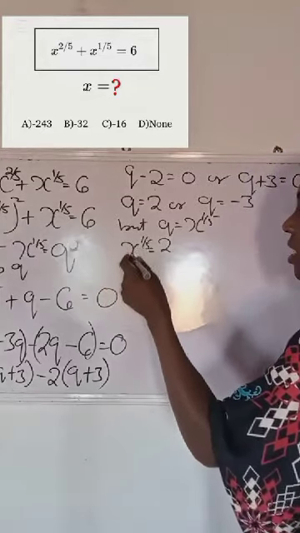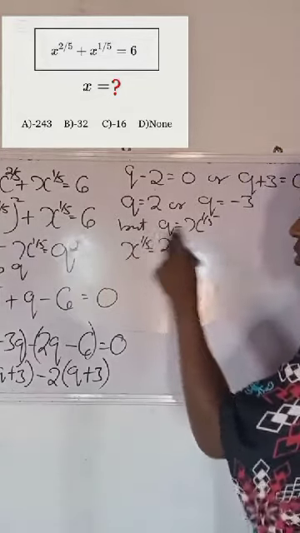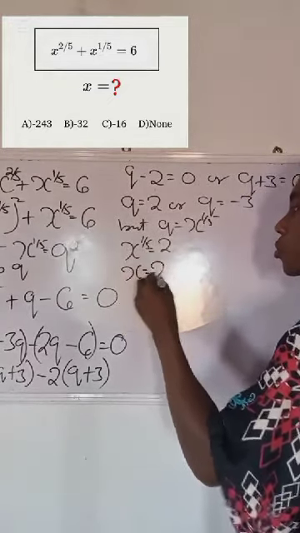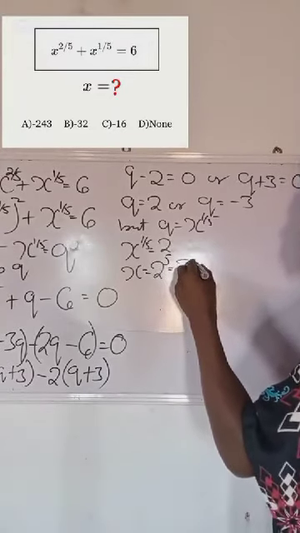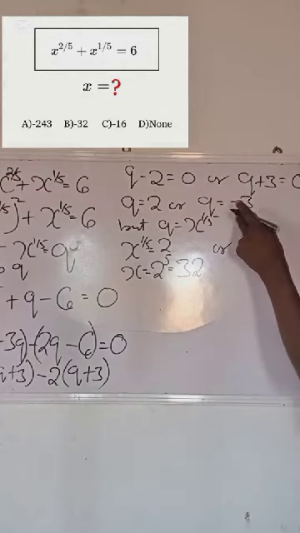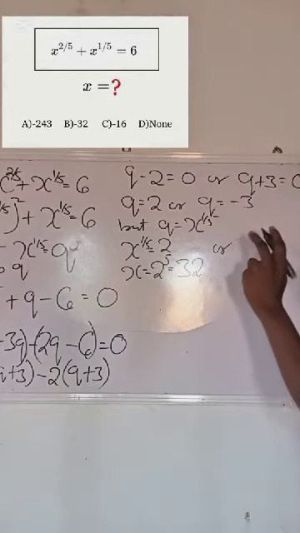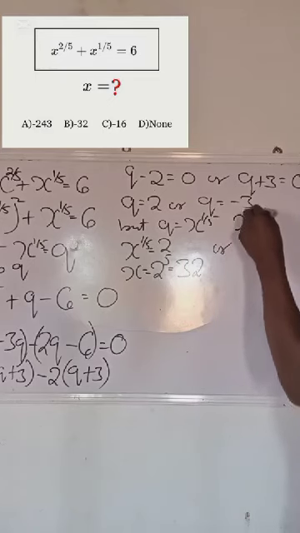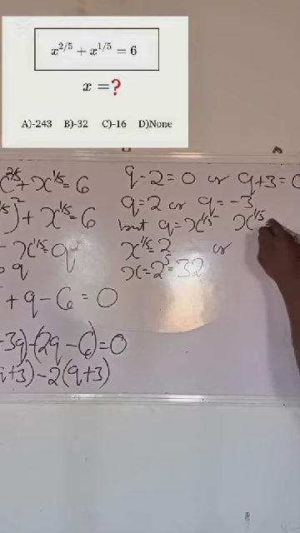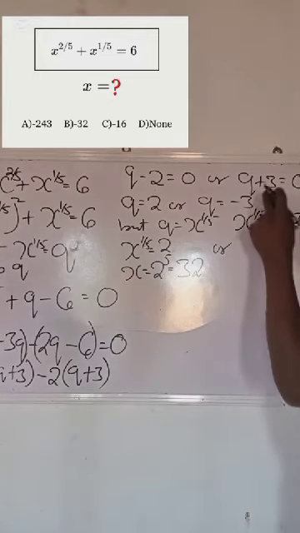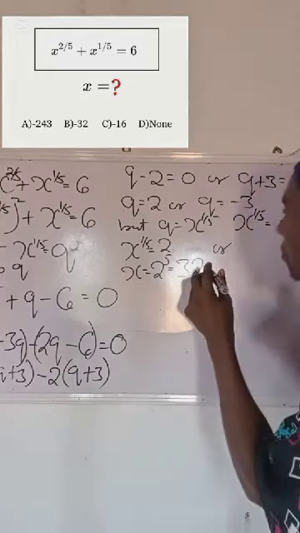So making x stand alone, I'll raise both sides to the power 5. So x will now be equal to 2 raised to the power 5, which is equal to 32. Or when q is equal to minus 3, what are we going to get? When q is equal to minus 3, we say x raised to the power 1 over 5 will be equal to minus 3. Now, if I make x the subject of the formula, I will raise both sides to the power 5. And this gives me what?